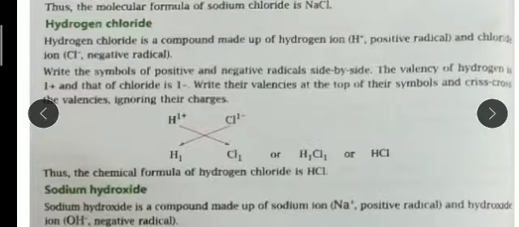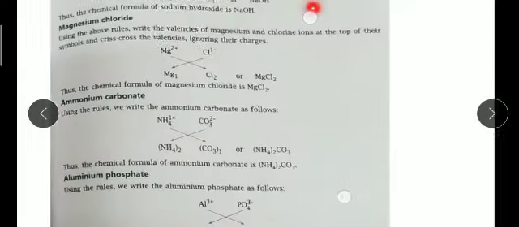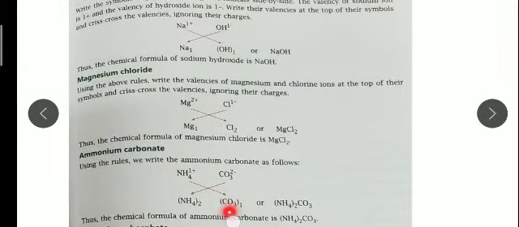Next is sodium hydroxide. For sodium hydroxide you can see it is a polyatomic ion, OH. Polyatomic means made up of 2 elements. So we write the valency in a bracket. You can see here also, and in the case of carbonate also.